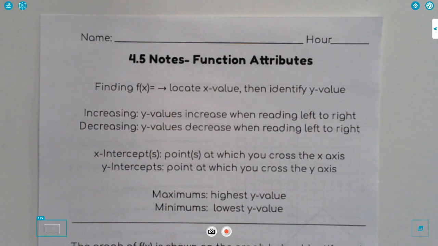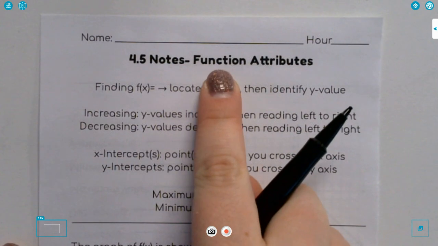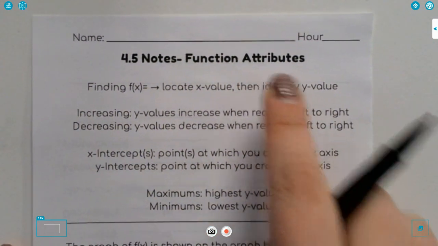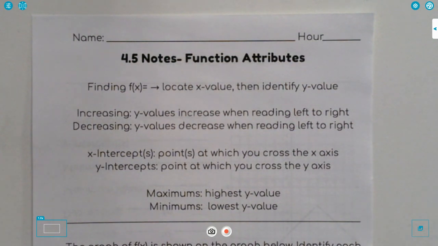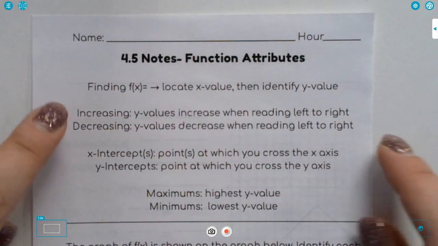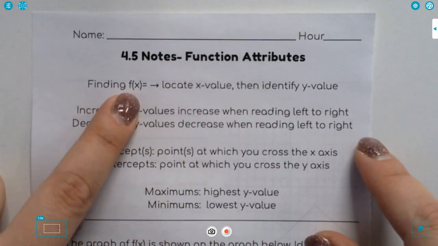So we are looking at function attributes today. Functions are our graphs that we're looking at. Attributes just kind of mean traits or things about a function. So some attributes of me are that I have brown hair and I'm not that tall and I have a really loud voice. Some attributes of these functions are going to be values of f of x.